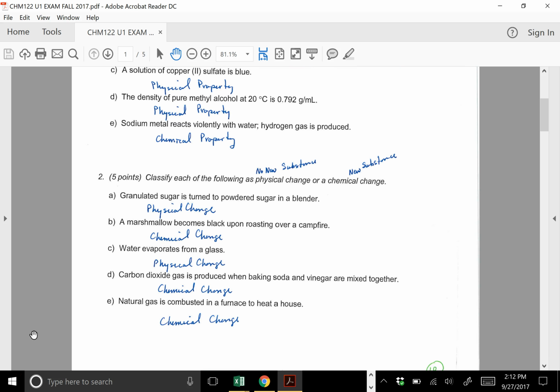The next section, A, was talking about sugar turned into a powdered sugar. And actually, the little sugar molecules have not been altered, so that's a physical change. For B, you can't undo burning a marshmallow. Some people like them that way. So anyway, that's a chemical change. C is a physical change, a physical phase change. When water goes from a liquid to a vapor, that's a physical change. For D, carbon dioxide is produced when baking soda and vinegar are mixed together. The carbon dioxide gas produced means it must be a chemical change. E, natural gas is combusted or burned in a furnace. That's an example of a chemical change.